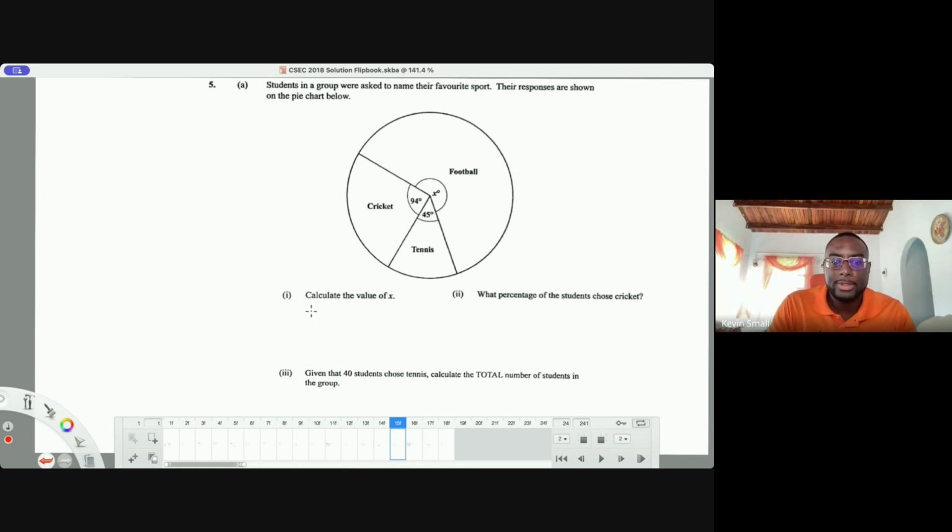You just take 360 and you subtract. Well, you should add 94 and 45 together. 94 degrees plus 45. I have them in brackets. So 360 minus that addition, and the answer should be a nice, easy x equals 221 degrees. All right, that was easy. Eh? Let's do the next part.